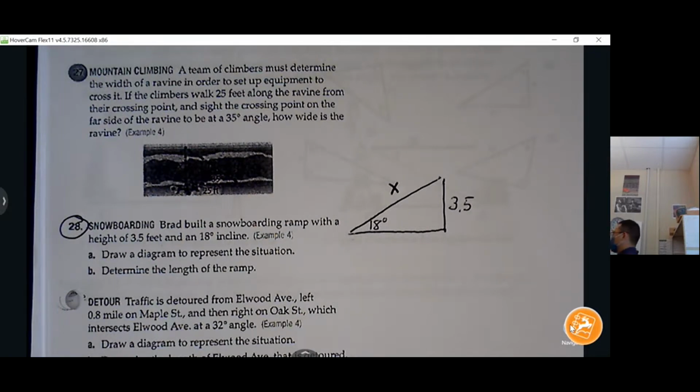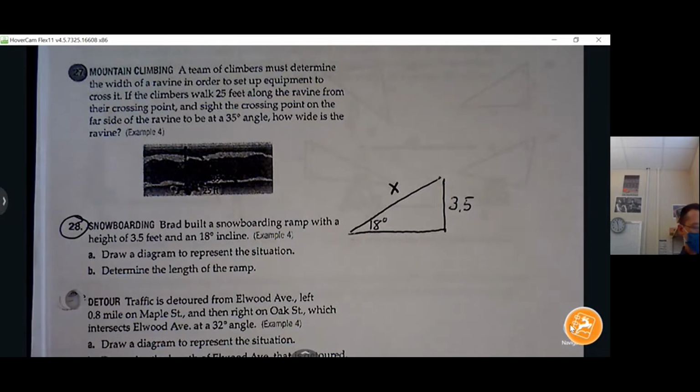And now it just feels like a problem from the previous page. Okay, so see if you can solve for x. Solve for x, and use trig, right? Either sine, cosine, or tangent. And then we'll just move on to the next word problem.